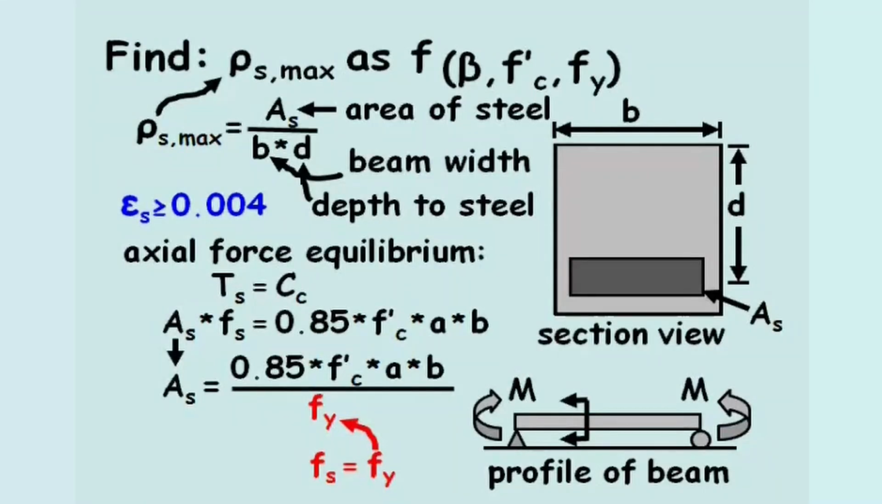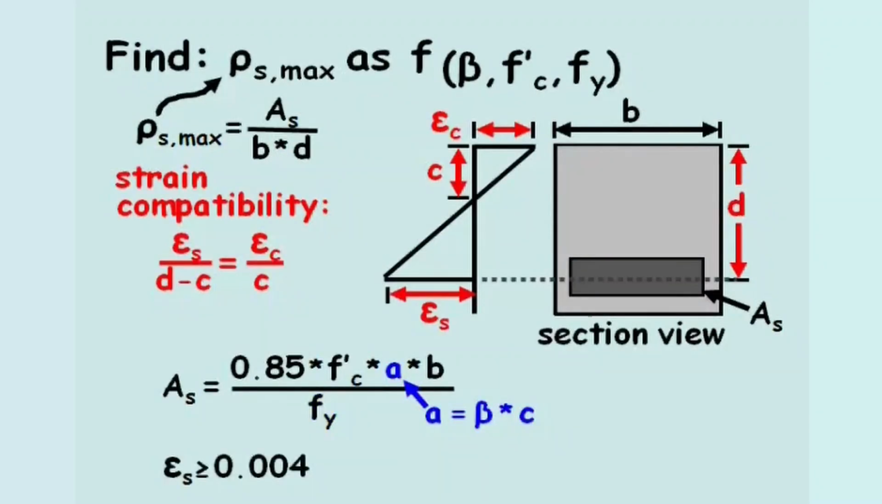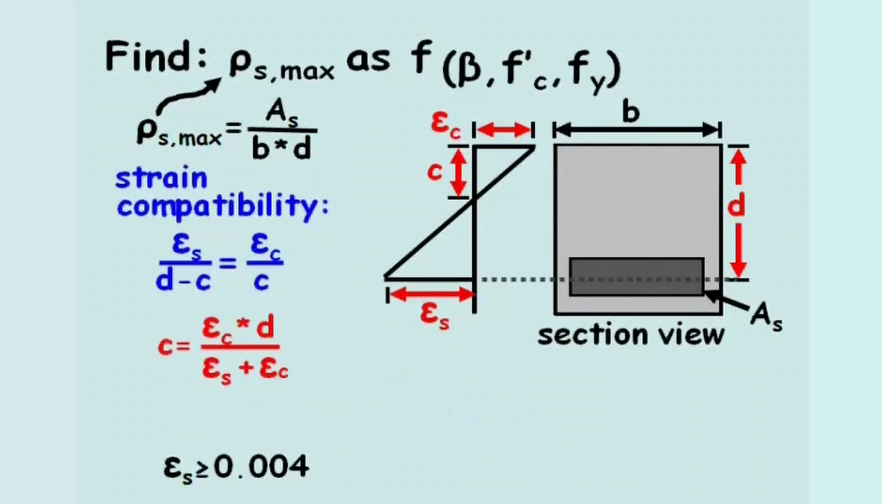Next, we'll solve for the variable a, where a equals beta times c. And we can solve for c using strain compatibility and similar triangles. After a few lines of algebra, we find that c equals the strain in the concrete times the depth of steel, divided by the strain in the concrete plus the strain in the steel.